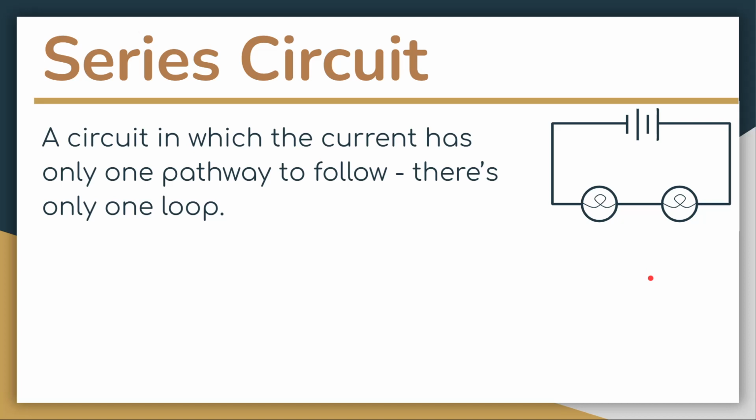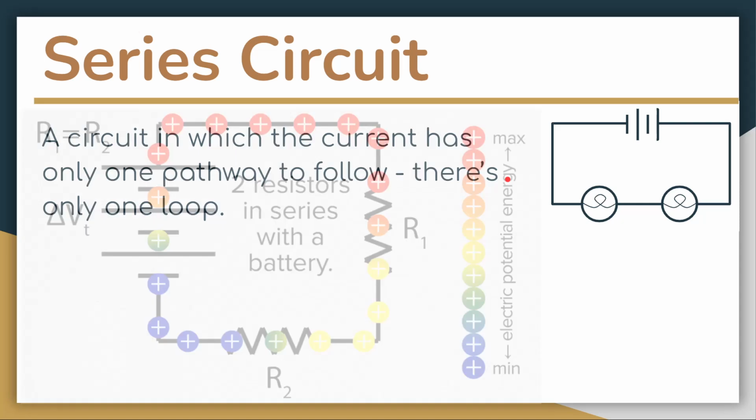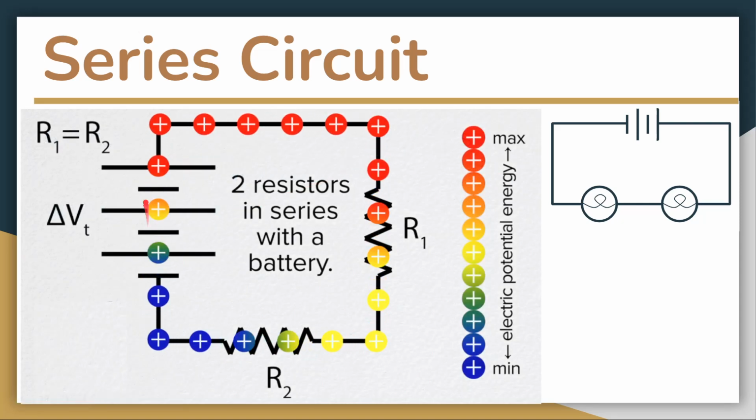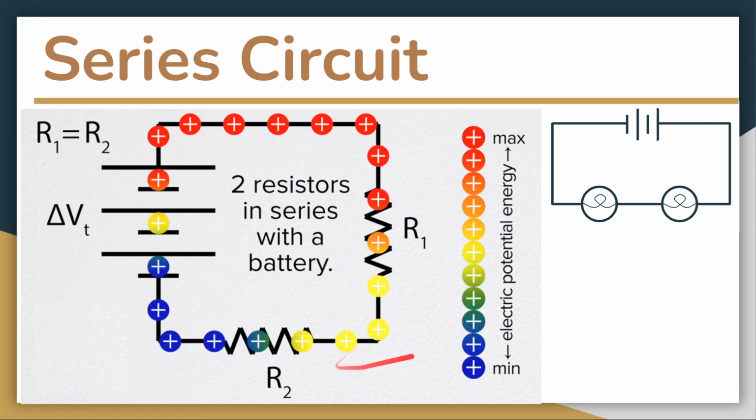A series circuit is a circuit in which the current has only one pathway to follow. There is only one loop. So the charges in this circuit will leave the battery, move through the wires, move through both of these light bulbs, and make their way back to the battery again, where they'll increase in energy and repeat that whole process. And you have this constant movement of all these different charges through those wires. Okay, but they all have to take the same pathway. This is kind of what you would expect to see in a circuit with two resistors or two light bulbs.